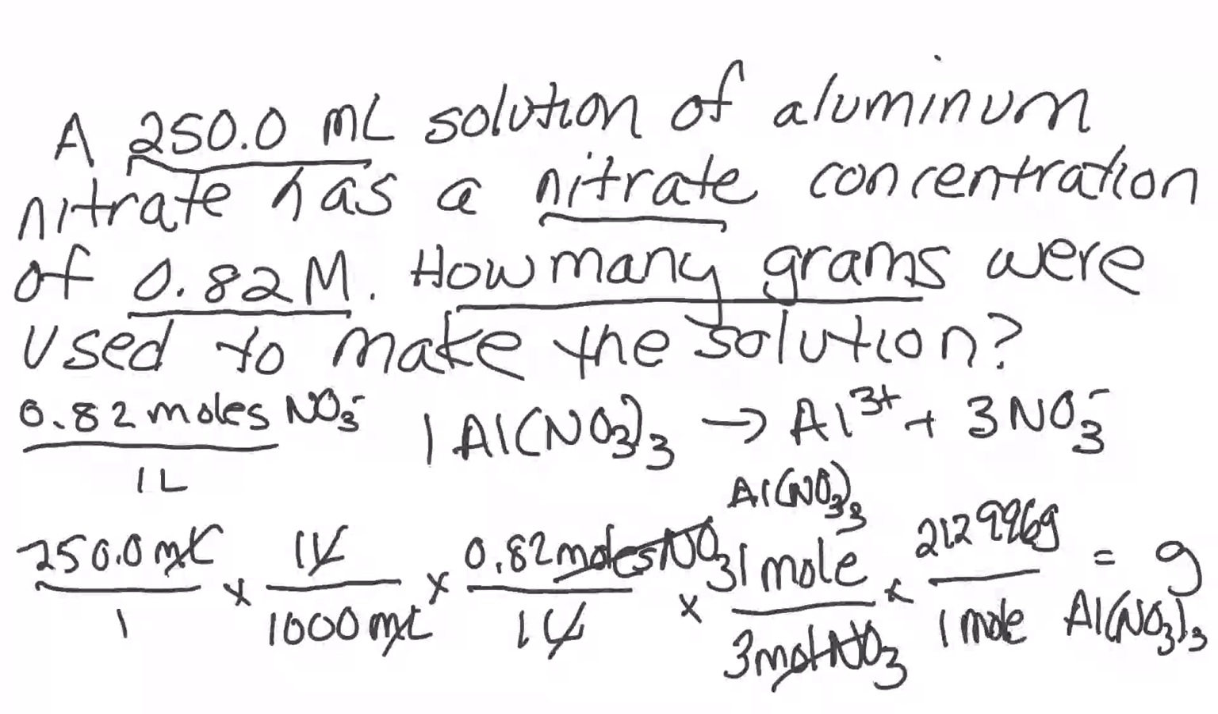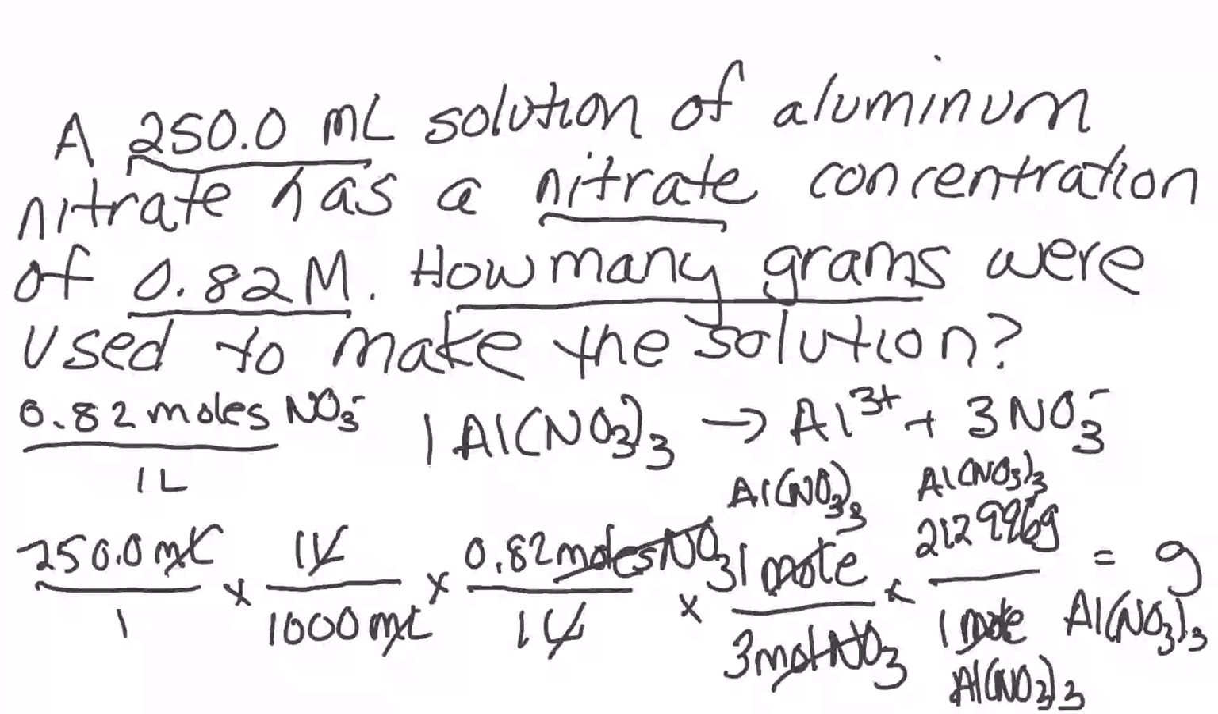As you can see, I'm running out of room, so I'm going to write aluminum nitrate on top, and aluminum nitrate on bottom. So here we have it. Milliliters cancel, liters cancel, moles of nitrate cancel, moles of aluminum nitrate cancel. I'm at grams of aluminum nitrate.